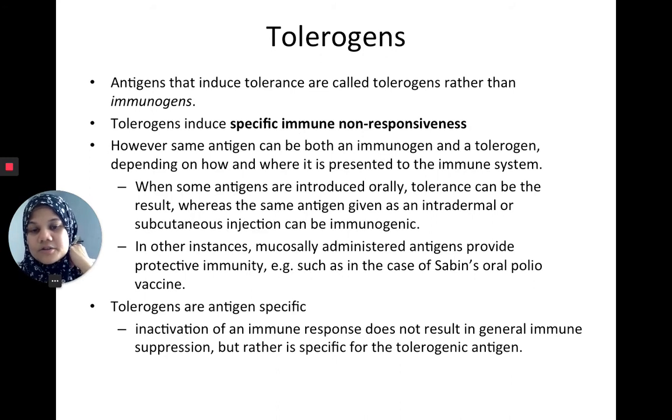In other instances, if you mucosally administer the antigens, it gives protective immunity, for example the oral polio vaccine. That one's actually more protective compared to the injected one, but that one's also an inactivated one. And tolerogens are also antigen specific. Just because you inactivate the immune response does not result in a general immune suppression; it's just that when it encounters that particular tolerogenic antigen, the immune response is not stimulated.